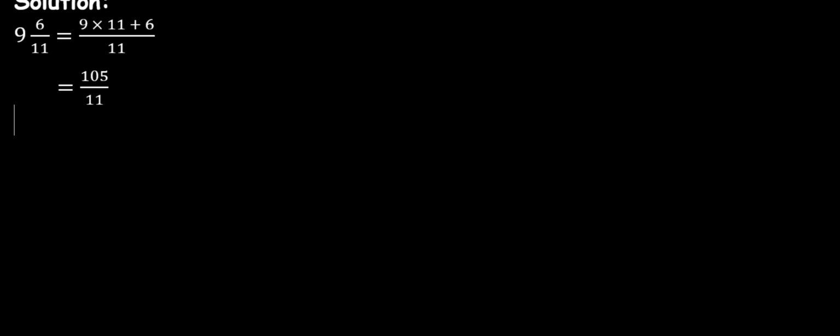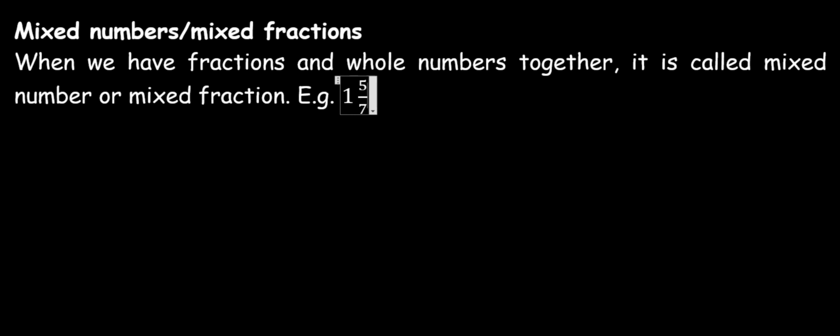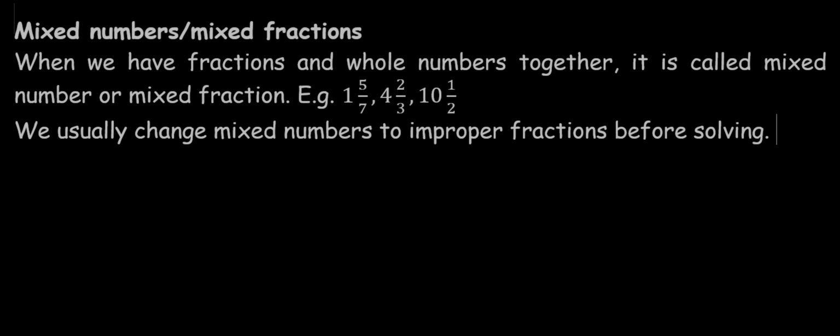Next, mixed numbers or mixed fractions. When we have fractions and whole numbers together, it is called a mixed number or mixed fraction. Example, 1 whole number 5/7, 4 whole number 2/3, 10 whole number 1/2. We usually change mixed numbers to improper fractions before solving when working with fractions. Let's take our first example.